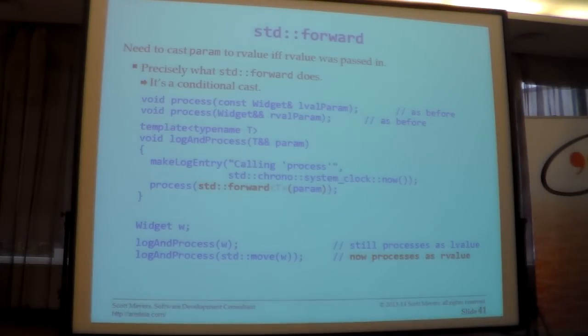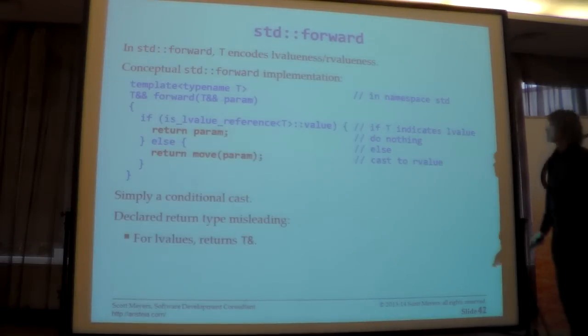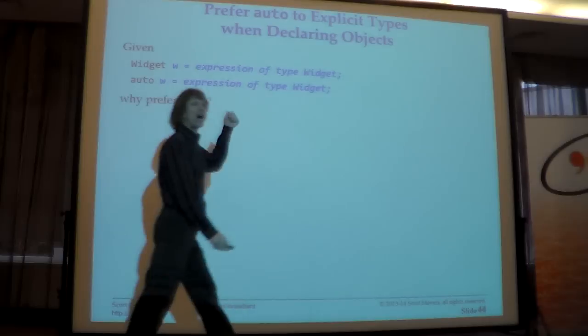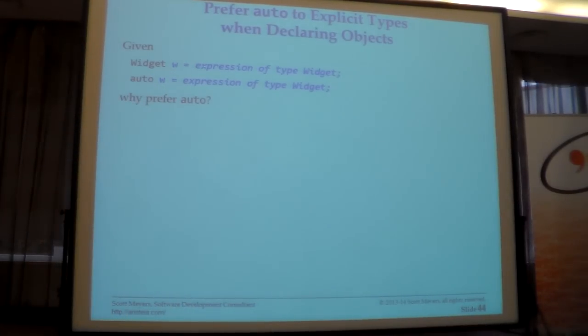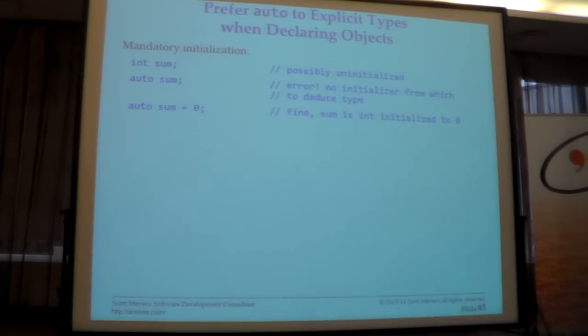Okay, we will have much more time to talk about L values and R values and all that other stuff, but I want to get to a couple of more concrete guidelines which you can use on a daily basis, and in particular, I want to start with why you should prefer auto, because this is a question that came up earlier. I could say widget w, I could say auto w, assuming that I have some initializing expression. The question is, why am I advocating auto? Because I am advocating auto most of the time.